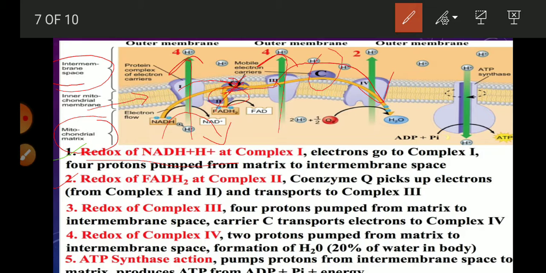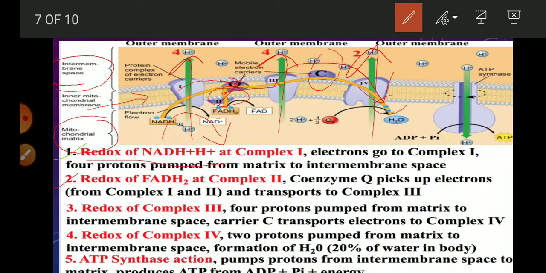Then the redox of complex 4: you can see 2 protons pumped from the matrix to the intermembrane space, to the outside, and formation of water is done. Twenty percent of the water present in the body is formed by this process.